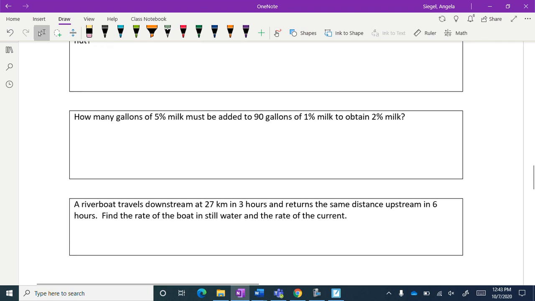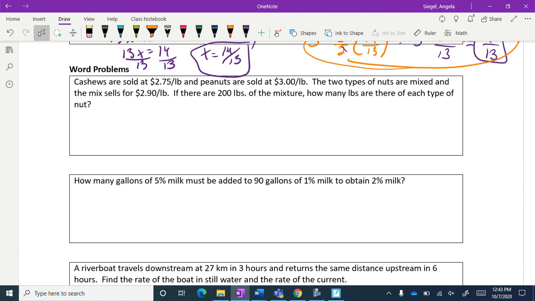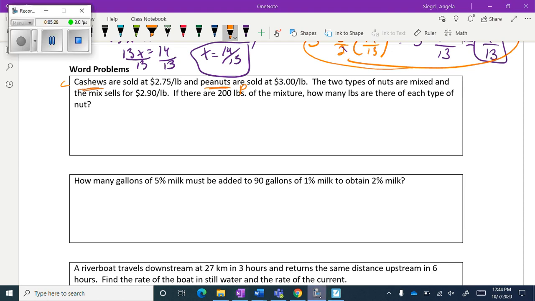Notice all of these word problems should not be new to you. We looked at how to solve them one way in Unit 1, and now we're going to see about solving them using systems of equations. I think systems of equations are a little bit easier, but it's just whatever you think. So I'm going to call cashews C and peanuts P. And I want you to come up with two equations after you read the word problem.